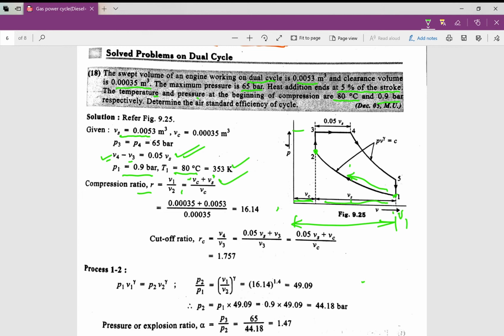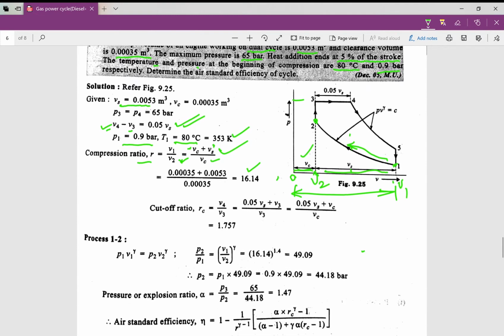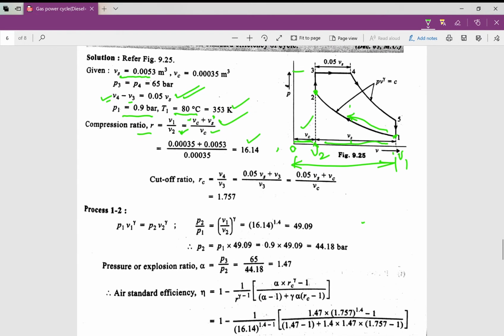Now this is your V2. V2 is nothing but the clearance volume. If you write zero volume over here, from this to this is your clearance volume. That is why V2 is written in terms of Vc. All these three values are given, so we can calculate the compression ratio like this, which comes out as 16.14.